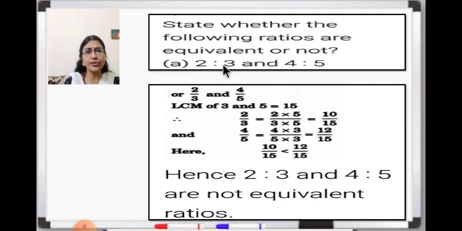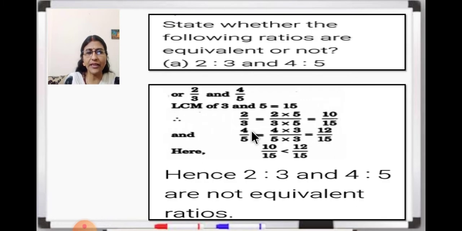So 2 is to 3 can be written as 2 upon 3. 4 is to 5 can be written as 4 upon 5. And then we have to make the denominators equal. For that we have to take the LCM. So we'll take the LCM of 3 and 5, and you will get 15. And then for 2 upon 3, you will equalize the denominator. You are going to multiply both numerator and denominator by 5. So what you will get? 10 upon 15.